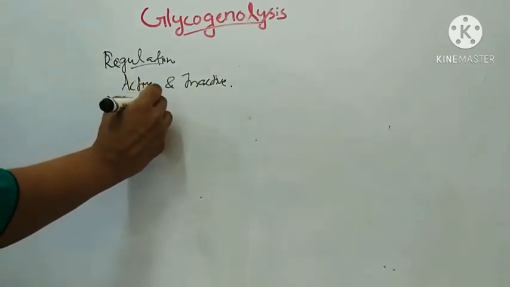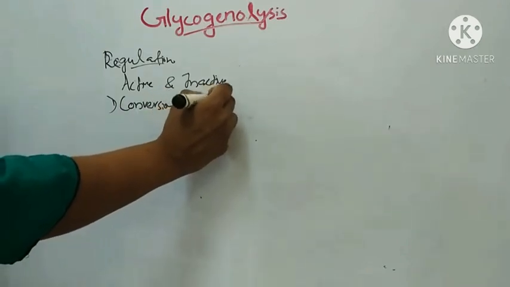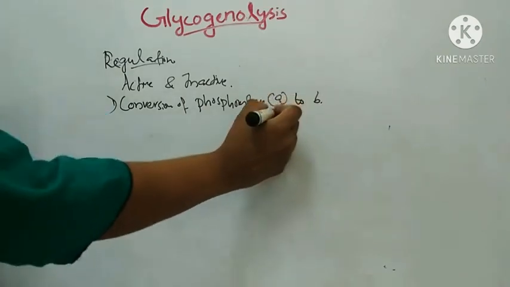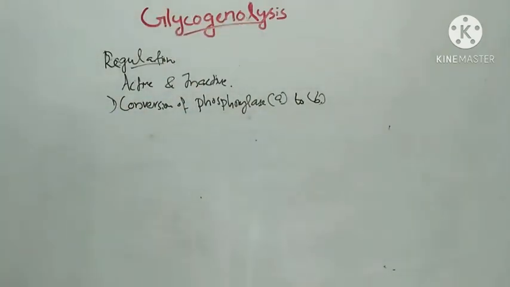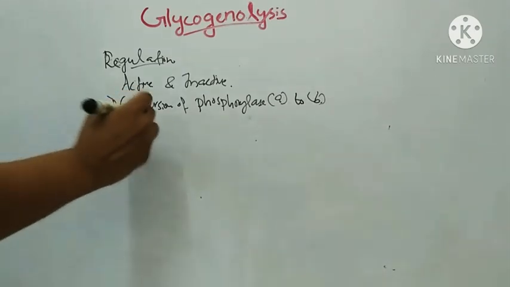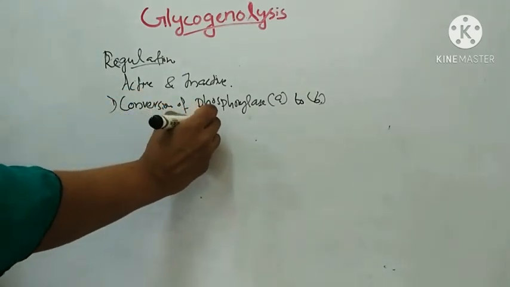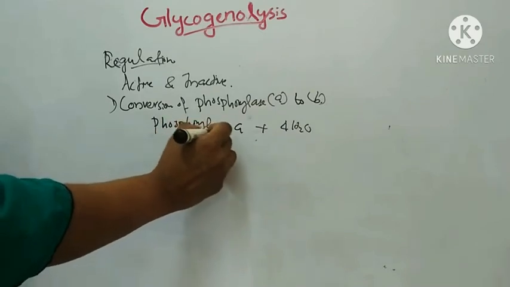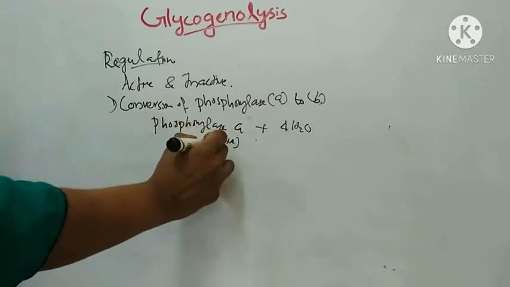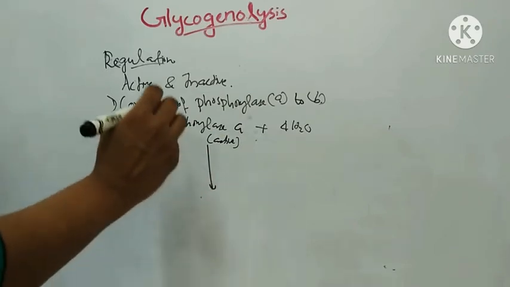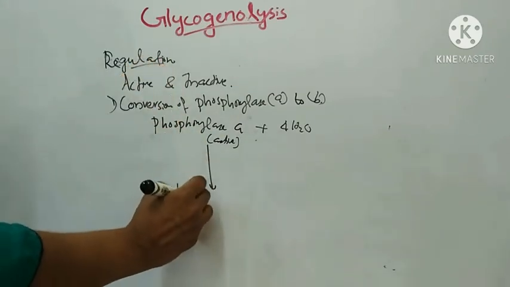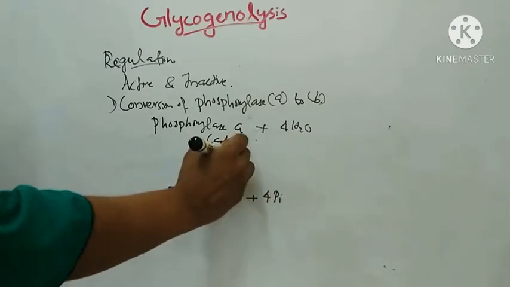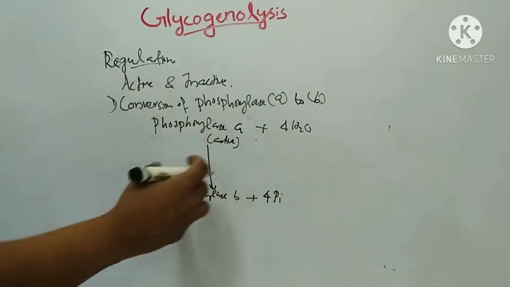Conversion of phosphorylase A to B. This A is active, B is inactive. That is phosphorylase A plus 4 molecules of water. This active form of phosphorylase is converted to phosphorylase B, inactive, plus 4 phosphate by the enzyme phosphorylase rupturing enzyme.